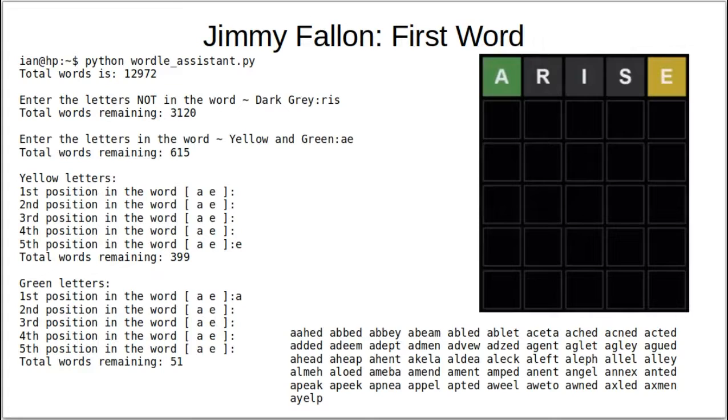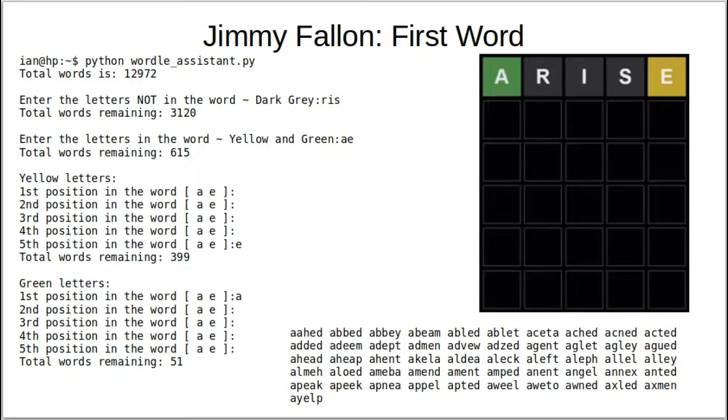Let's have a look at using my Wordle Assistant program, with the word arise, that was the first one that Jimmy Fallon put in. So we started off with 12,000 words. The words that were dark grey, R-I-S, get filtered out. It gets rid of about three quarters of the words, which are no longer in the list of contenders.